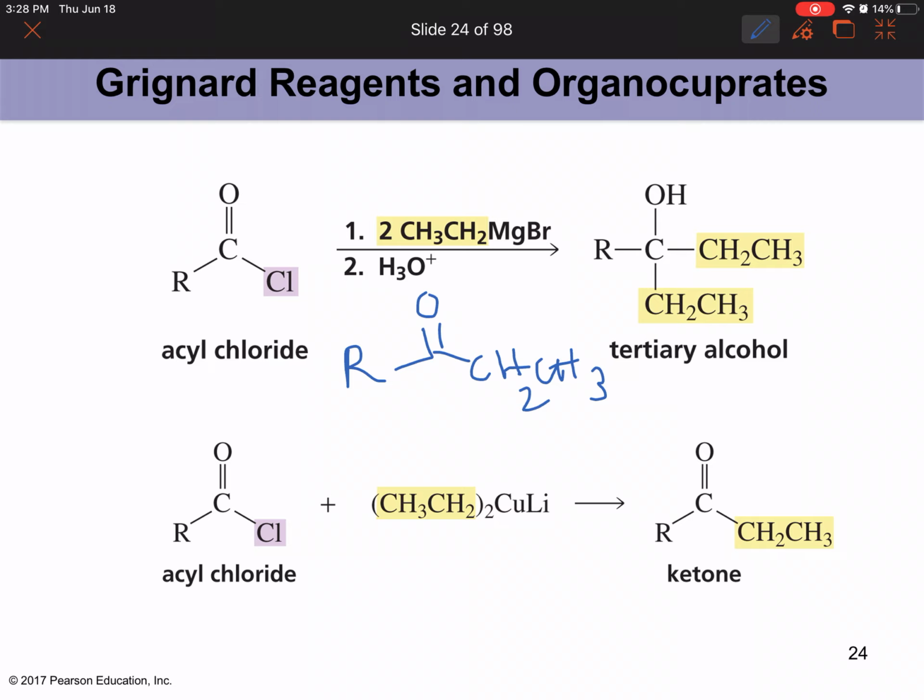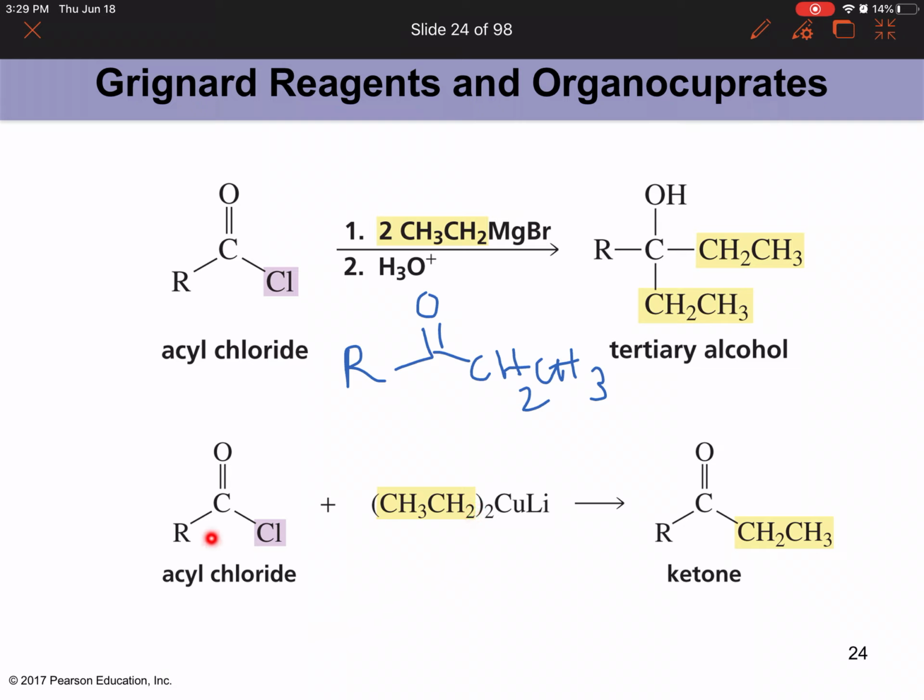So the acyl chloride and ester react similarly. They both react similarly with the Grignard reagent, adding two alkyl groups from the Grignard reagent. Also, acyl chloride can react with cuprates. Remember, we learned the cuprates in the previous section, previous chapter. So this is organic cuprate. So this can act as a carbanion. Copper is positive, a metal.